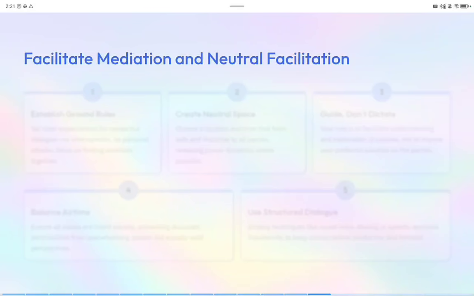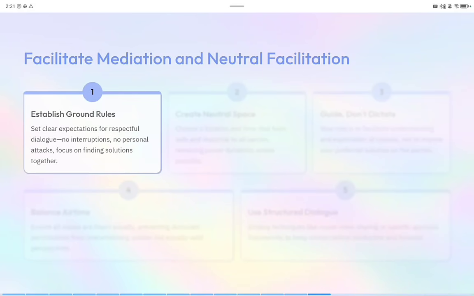So establish ground rules. Set clear expectations for respectful dialogue, no interruptions, no personal attacks, focus on finding solutions together, etc. So sit down, make rules for your meeting and set that in as part of your introduction or ground rule setting to the meeting. So what is the first one you're going to do in the meeting as the meeting starts?